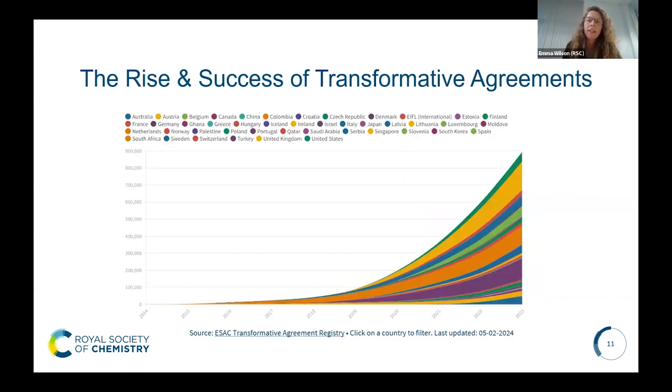And you can see this in terms of the rise of transformative agreements. These are sometimes called read and publish agreements or publish and read agreements. This is when a publisher and an institute have an agreement, and within one agreement, there are fees that cover the open access publishing costs in gold open access journals, usually in the hybrid portfolio, and there's also a fee for any paywalled content, so subscription content as well. It's a way of moving and transitioning subscription spend to open access services spend as well.